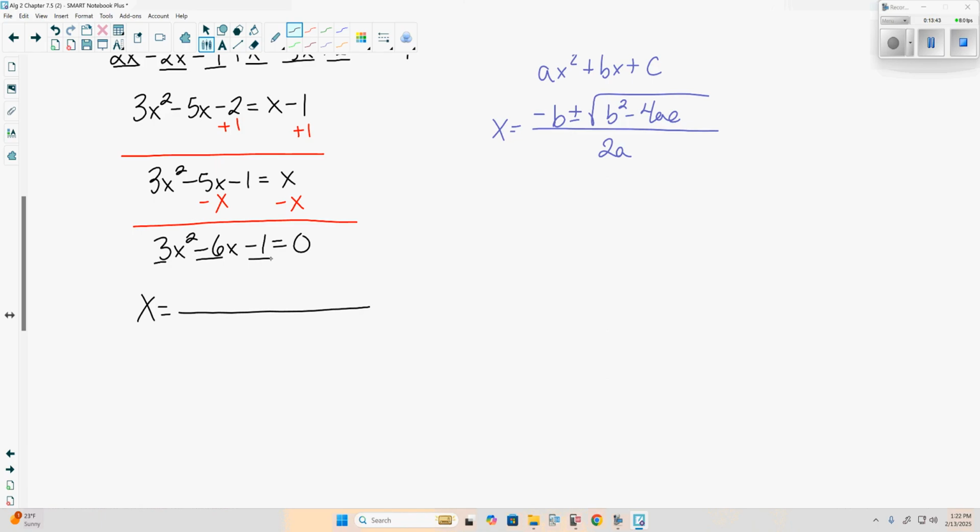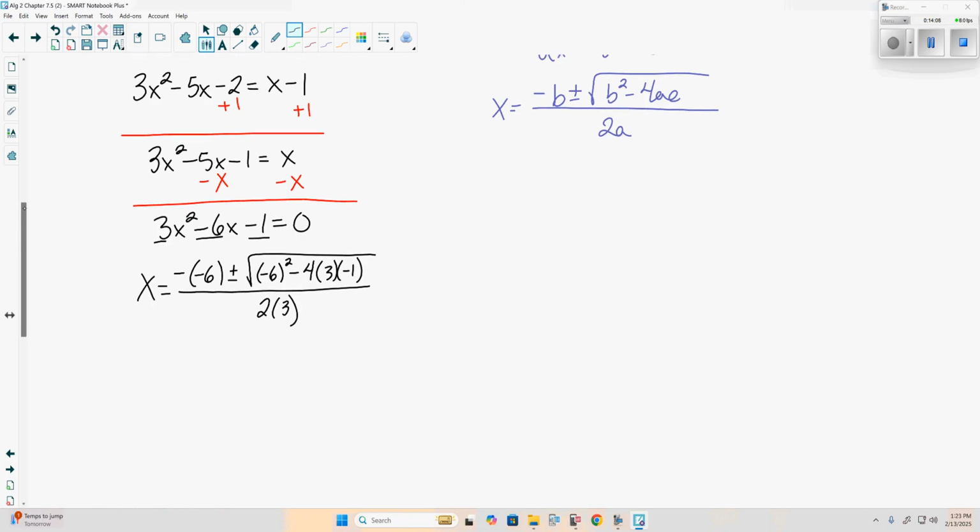So the first thing we have is negative b. So that would be negative 6. And we'll fix that sign here in a minute. Inside the radical, we have b squared. So for us here, it'd be negative 6 squared. Minus 4 times a, which is 3, times c, which is negative 1. All over 2a, so 2 times 3. So to use the quadratic formula, we line up our a, b, c, plug in the values for a, b, and c, respectively.